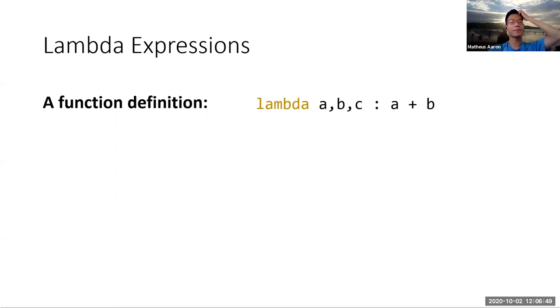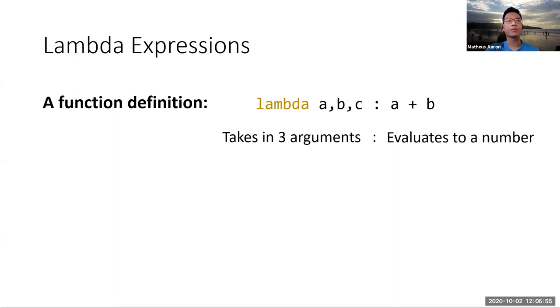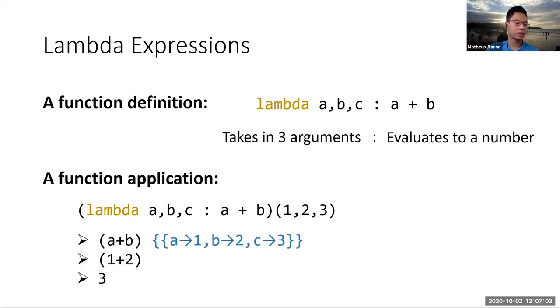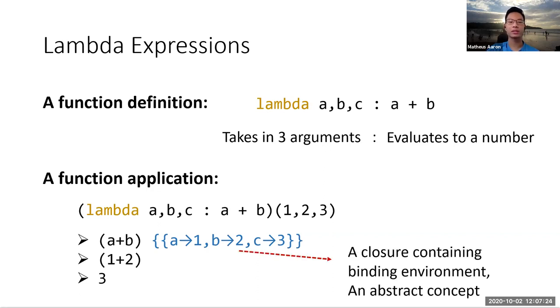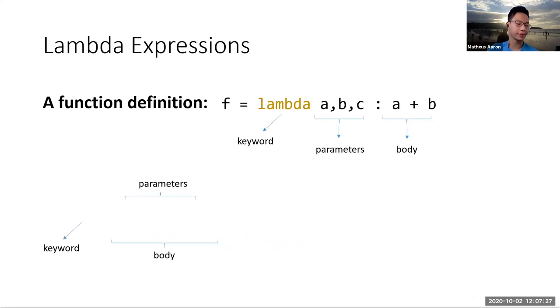So this is a lambda. As you guys can see, it's just very simple. For example, this lambda is a function that takes in three arguments and evaluates to a number. To use lambdas, you simply have lambda and then the inputs. When you do it, this place is replaced by an actual function name rather than a lambda. That's not really important.